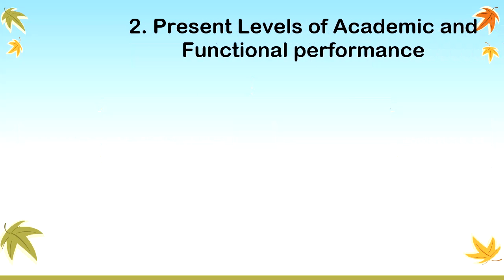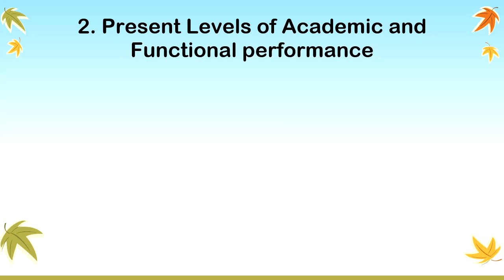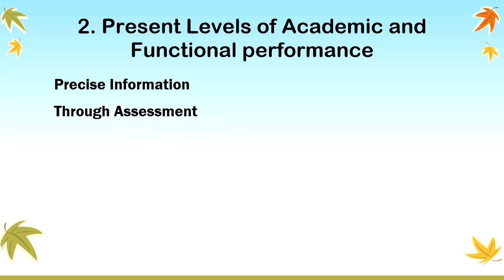The second component of IEP is the child's present levels of academic and functional performance. This section includes precise information about how the child is doing in school and sometimes in other aspects of life. This is done by assessment only, as it helps in taking decisions concerning training, needs and future goals. There are 6 main reasons for assessment. The first one is for the screening purpose, to identify children whose performance falls below expected levels.